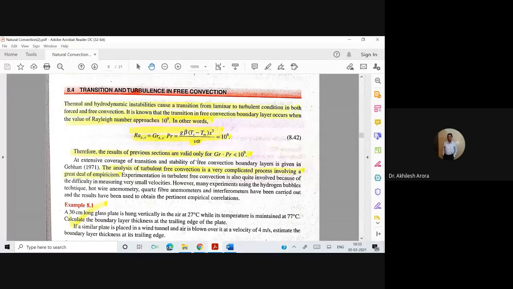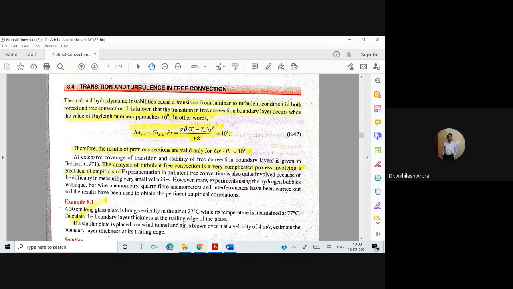If the Grashof number into Prandtl number product is greater than 10 raised to power 9, then the flow goes into the transition stage or turbulence in free convection. The analysis of turbulent flow in free convection is a very complicated process involving a great deal of empiricism. So basically we will be going for the empirical relations in that particular case also.